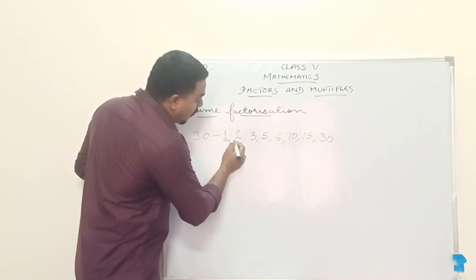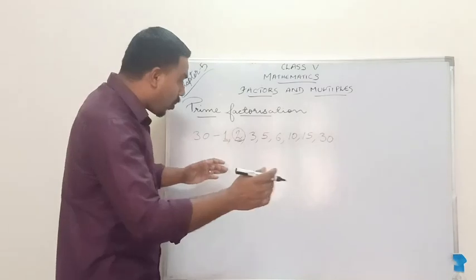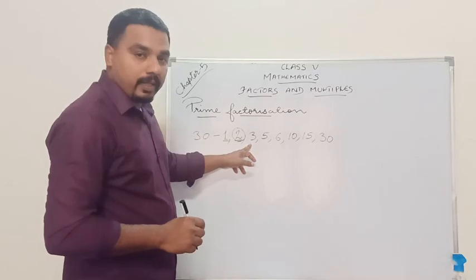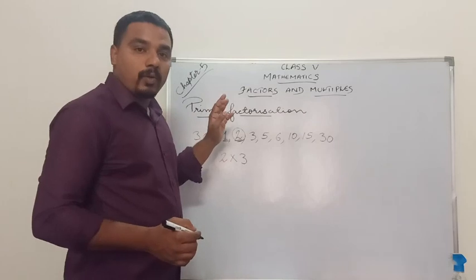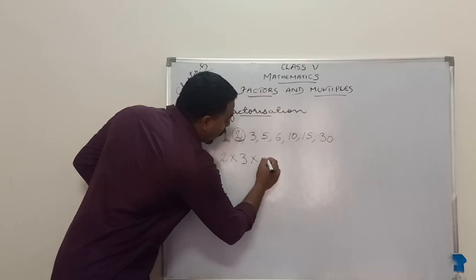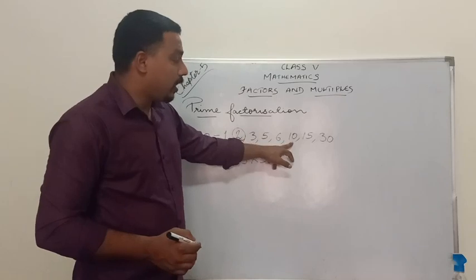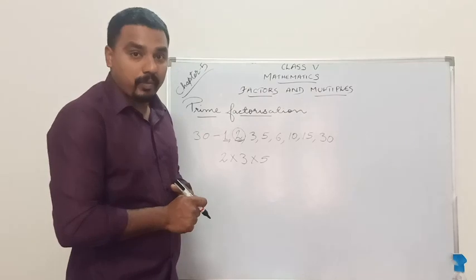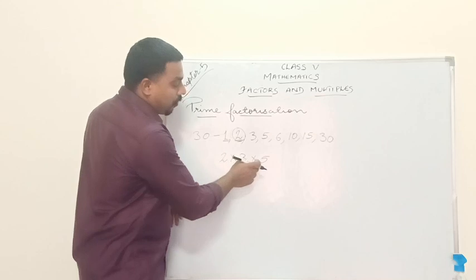So see the second number, 2. 2 is a prime number. So write it down. 2 is a prime number having only two factors. 3, the same way, having only two factors. And 5 is another prime number. Any more numbers? No, 6 is not a prime number. And 10, 15, 30, these all other numbers are not prime numbers. Only three numbers are prime, which are 2, 3 and 5.